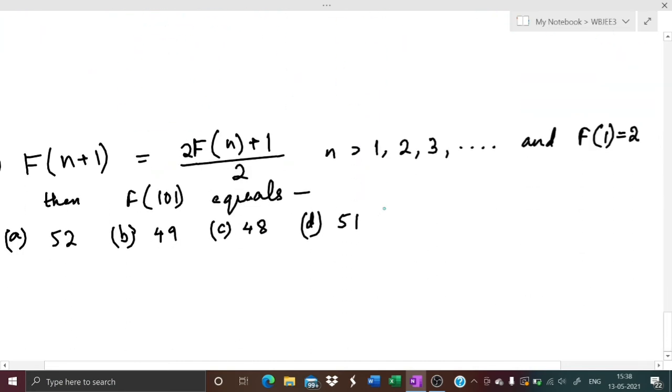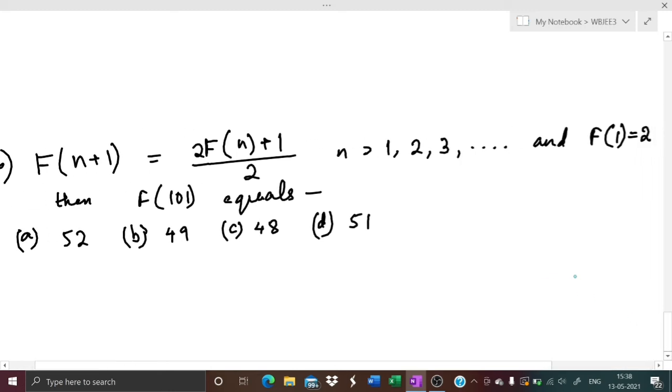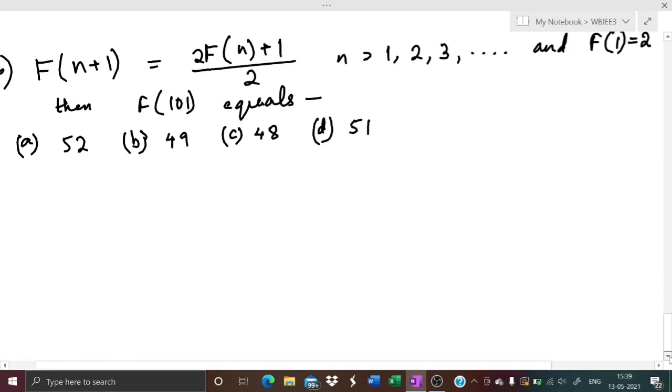Okay, so this is the last question for today. This is also a very good question. You pause and think about this for 2 minutes first. Try by yourself. Pause for 2 minutes and think. I hope you have thought about the solution. Now we will do it.